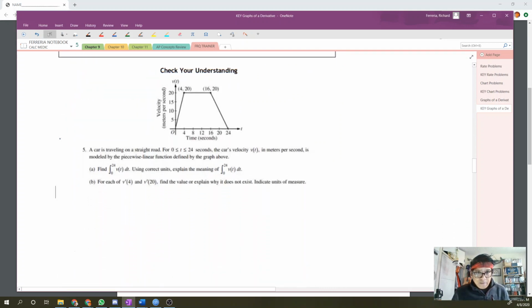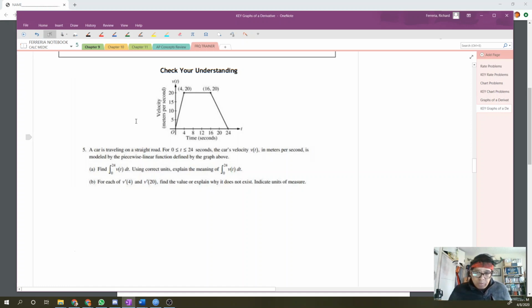A car is traveling on a straight road. I used an airplane, they're using a car. For t equals 0 to t equals 24 seconds, velocity in meters per second is modeled by the piecewise function defined in the graph above. So that graph is a graph of the velocity, and they tell you so over here.